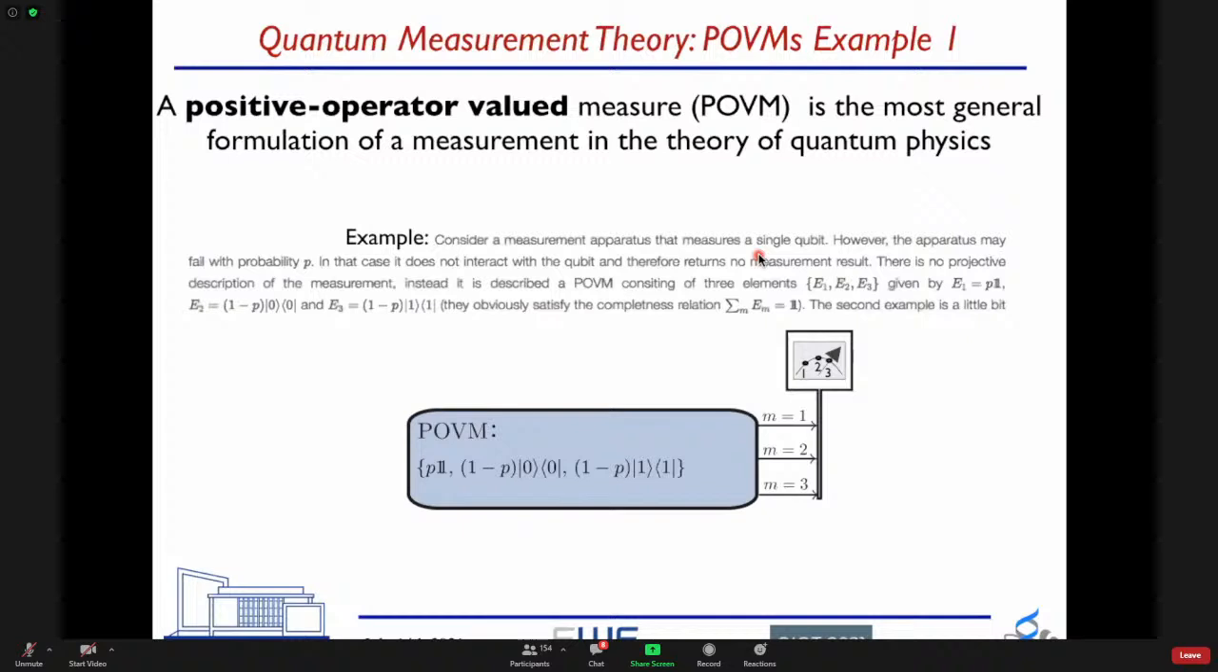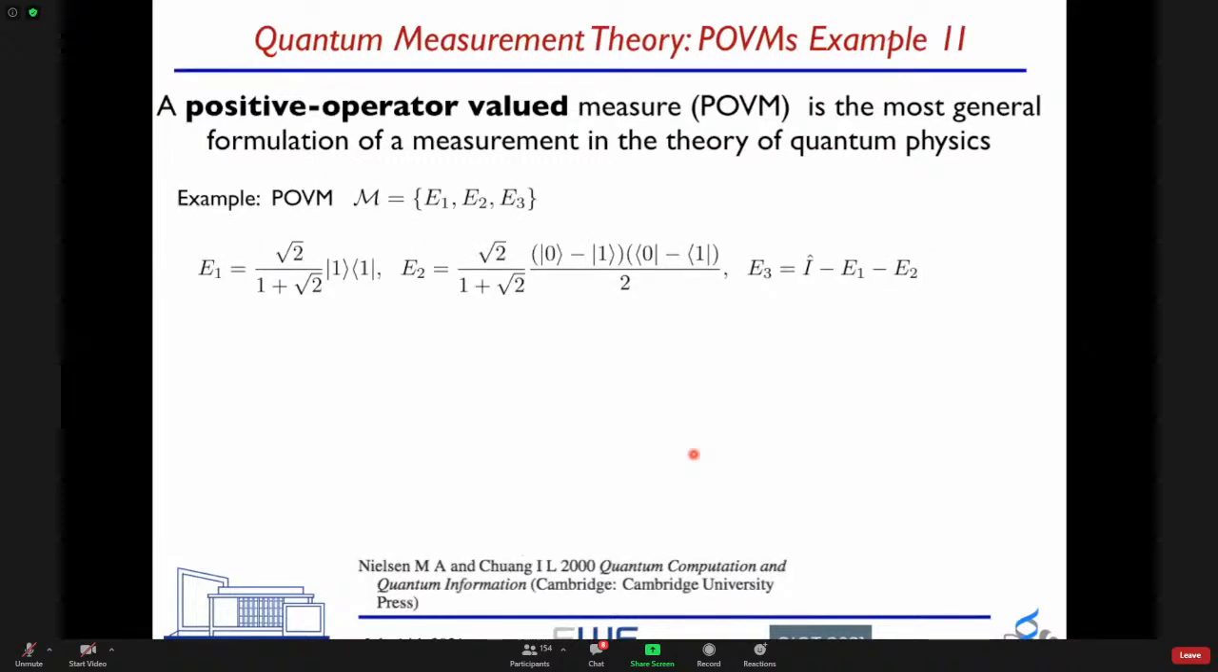So maybe we take a short look at a very simple example. We have a measurement device that measures the ground state and the excited state, but to get a realistic picture of a measurement device, with some probability P, it's not working at all. So these are our three effects. Of course, in case 3, where it's not working, you don't get any information. And already this very simple procedure cannot be explained in the framework of projective measurements. So already for this simple example, you need a POVM.